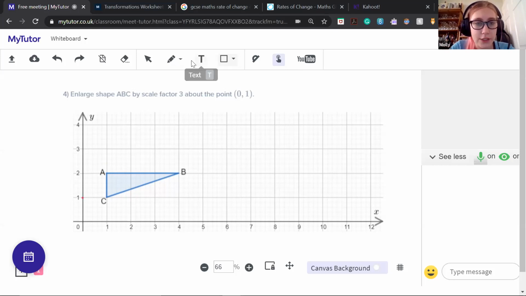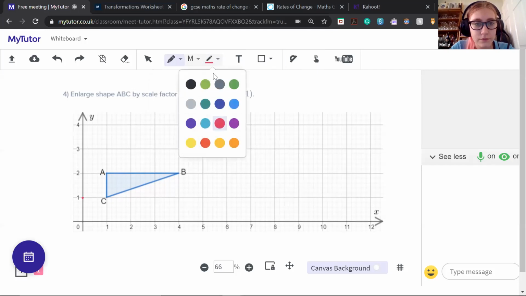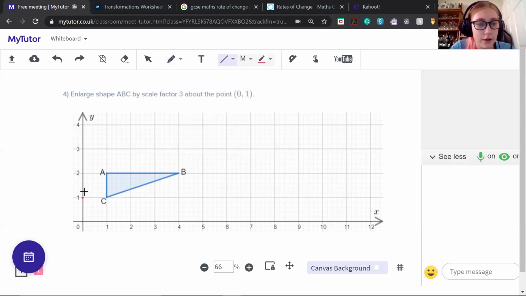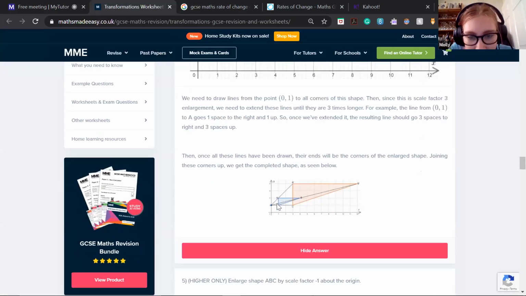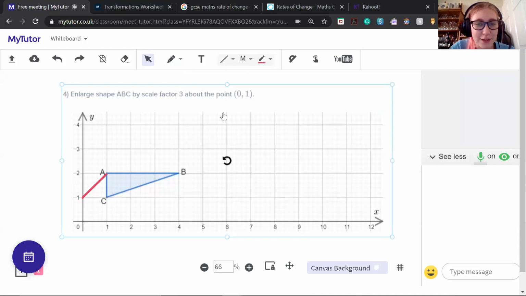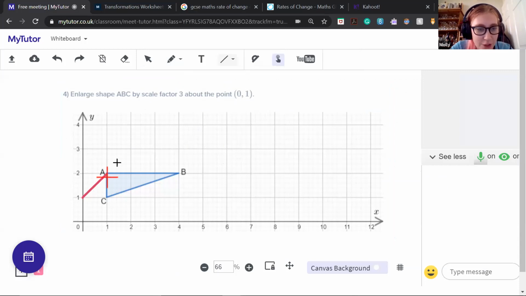And what you do is you draw, first of all, a line from your point to A. And then you draw that same line, but 3 more times, because it's an enlargement of 3. Is it 3 more times or is it 3 times total? Let's have a look how they've done it on here. 3 times total, my apologies. So you've gone, this is once, and then we want to do that 3 times.